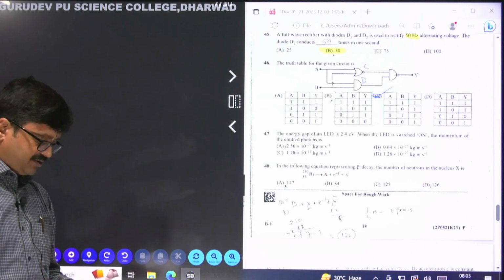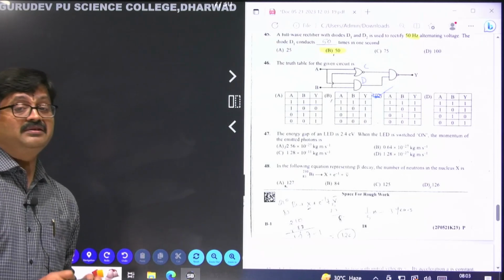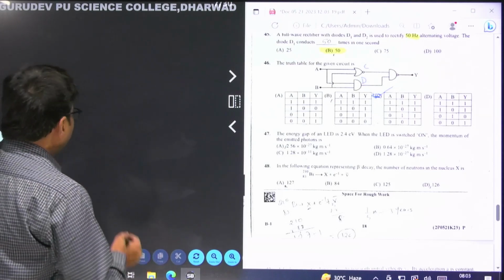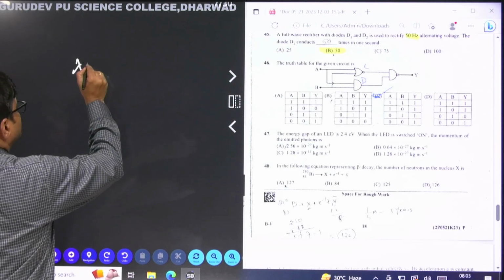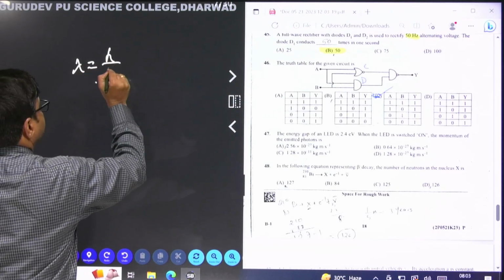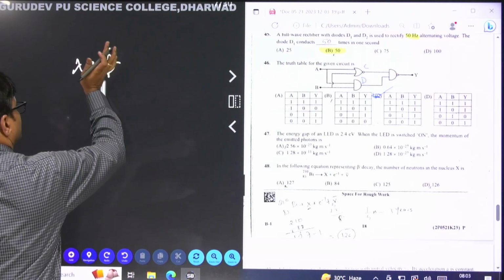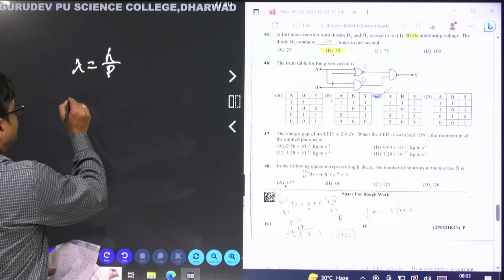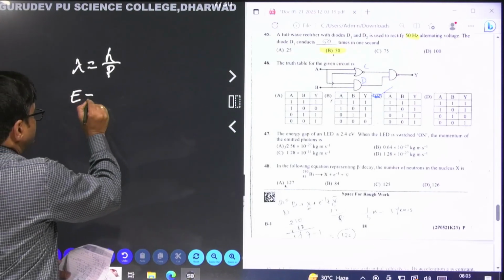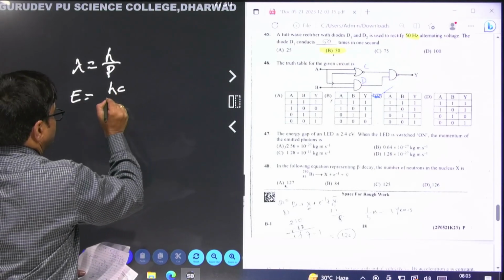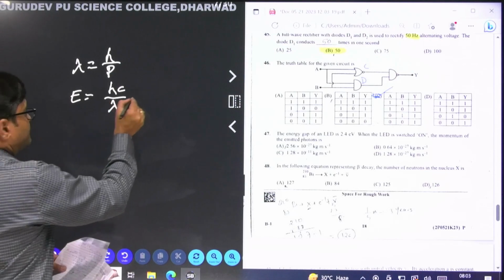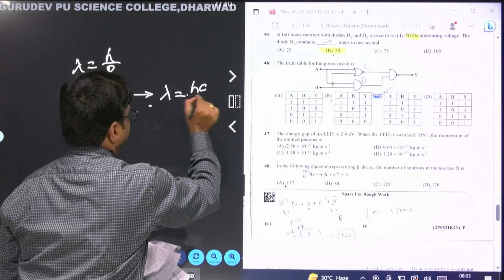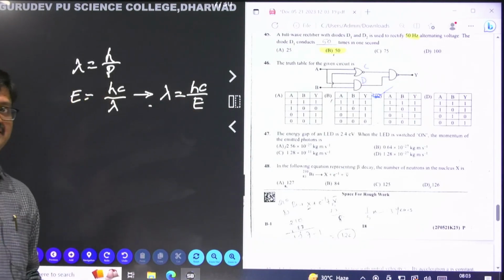Now this particular question is based on the de Broglie principle and the linear momentum concept. As you can notice here, lambda is equal to h by p, according to de Broglie principle. I also know that energy E is equal to hc by lambda. From this I can write lambda is equal to hc divided by E.